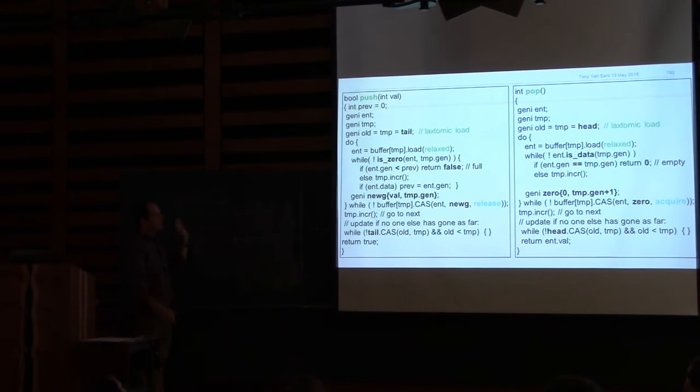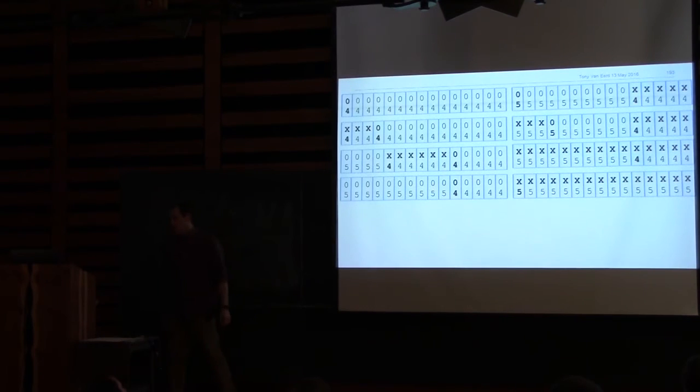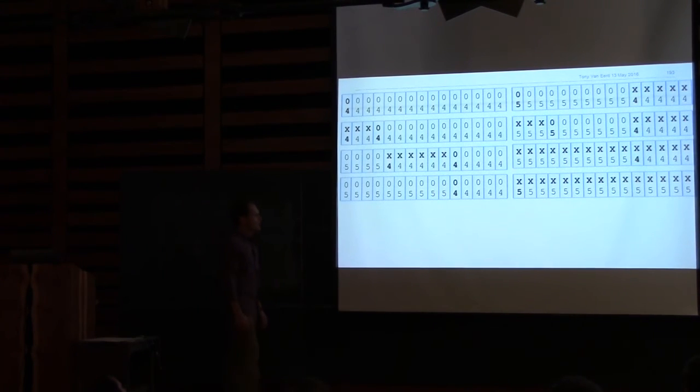I'm going fast because look, this is all the code. It all fits on one slide, and it looks almost the same. Push has this whole thing about trying to find when it dips down from 5 to 4. It would actually work if that wasn't in there. It would just take longer. So now the question is, does this code work? And what you should be doing is having all these different states in your head.